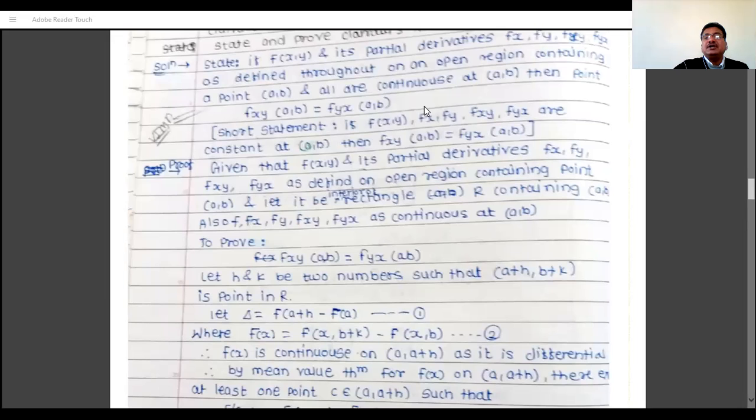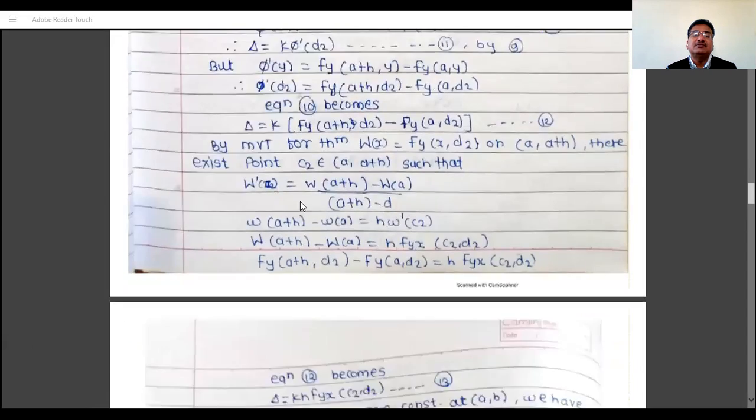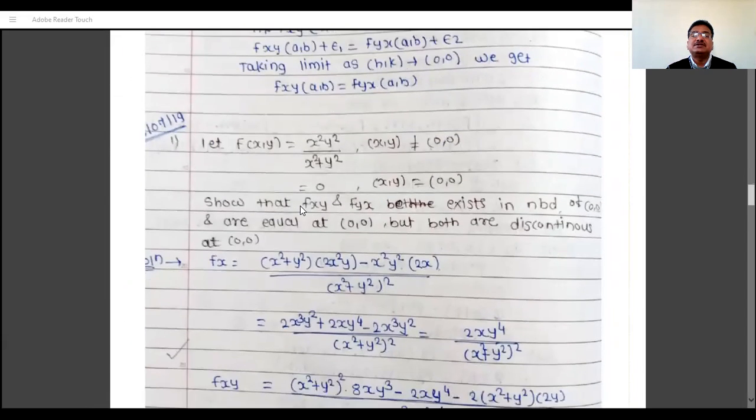That is, if the function and its first order partial derivatives and mixed partial derivatives are continuous at (a,b), then fxy(a,b) and fyx(a,b) are equal. So proof is not important. Proof is not in our new syllabus, so just remember the statement.